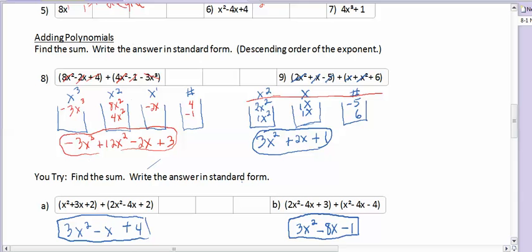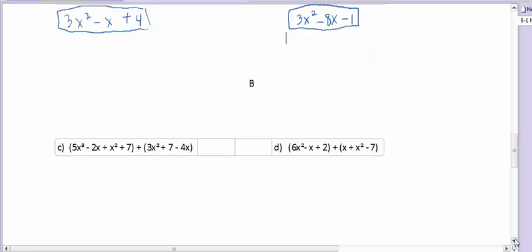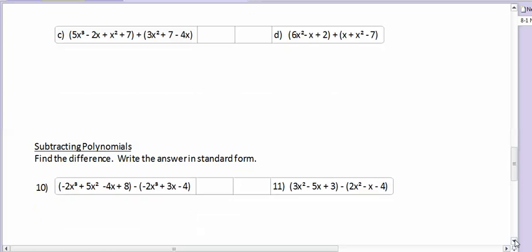Okay, now you're going to go to page C. So that was finishing up page B, so page C, and we're going to continue trying some on your own. So again, I want you to stop the lesson here, try it on your own, and I'm just going to go ahead and write the answers once again, and you can check your work.